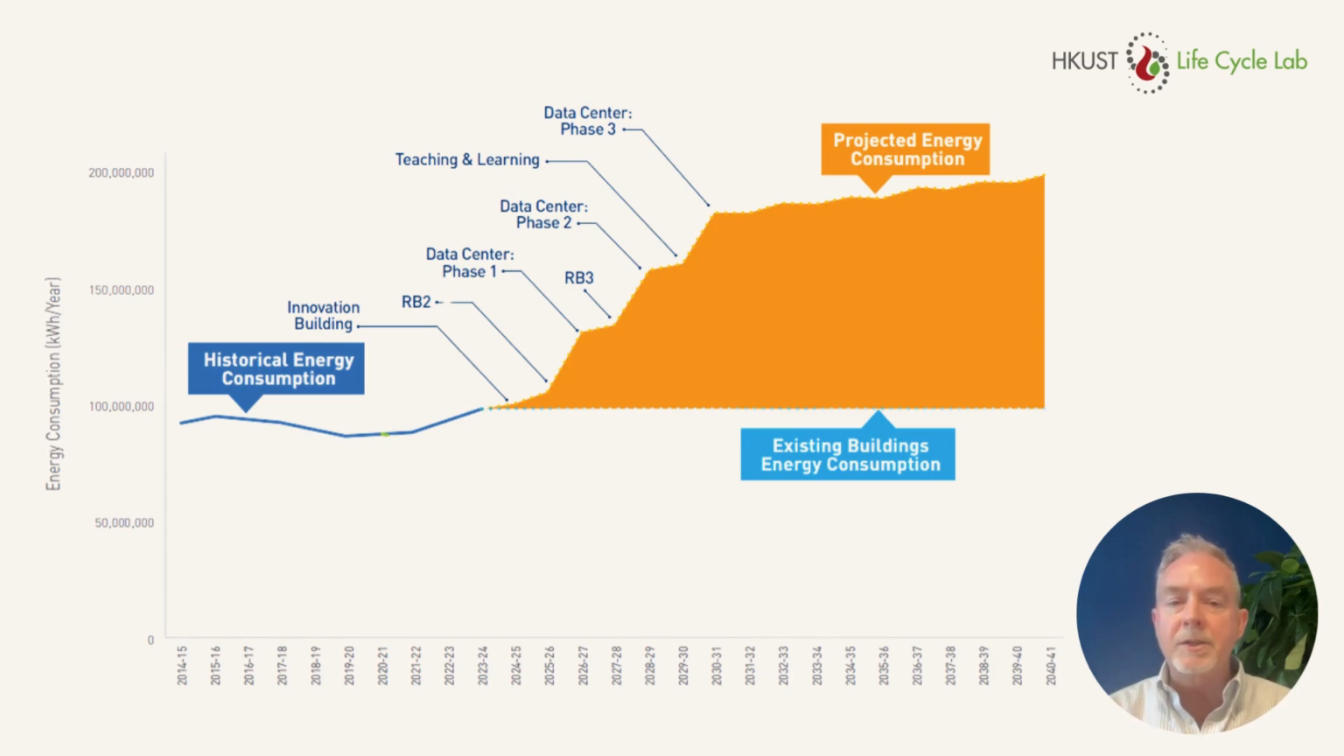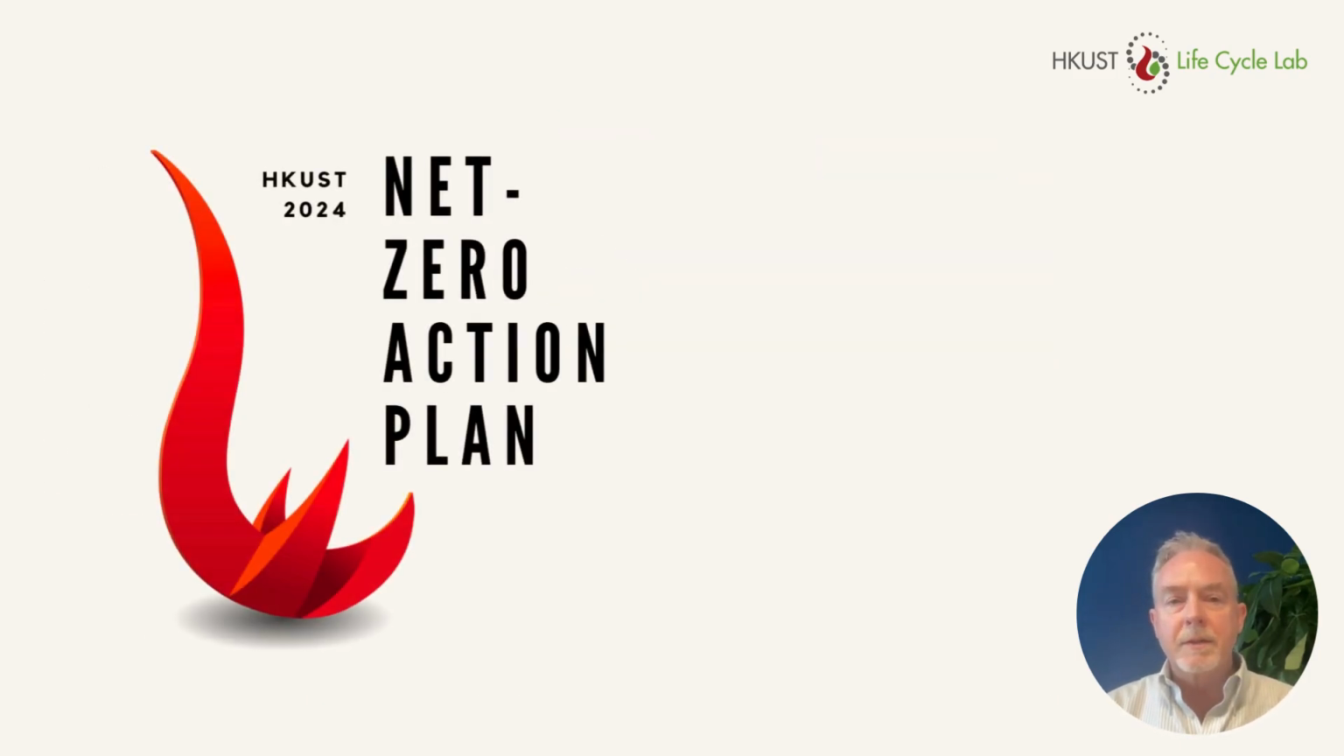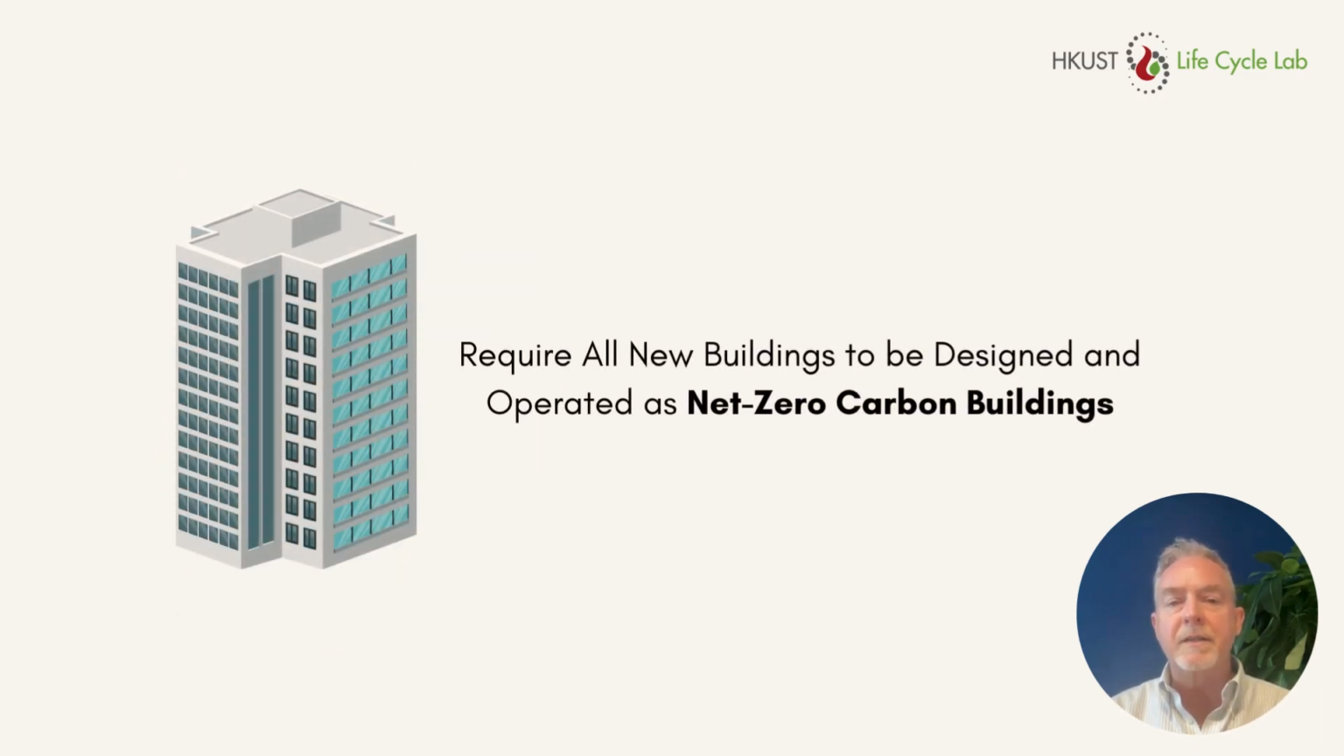Well, the strategy here is that we must neutralize all new buildings so that they don't add onto the burden of our existing buildings. As you can see, we already have a very high footprint for the existing buildings, and it will be really challenging to get them down to zero. So we want to make sure that we don't add additional burdens to those efforts as we're growing as a campus. The net zero action plan says that all new buildings must be designed and operated as net zero carbon buildings. And so there's three elements to that.